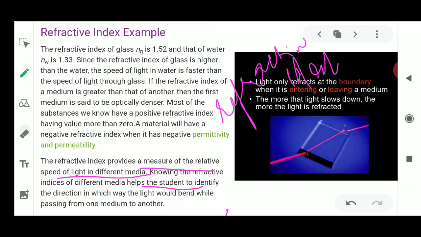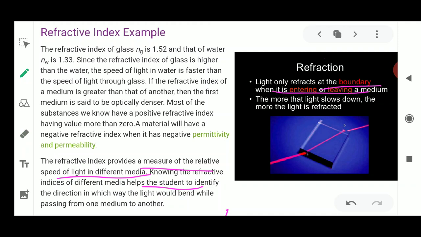Now why this is happening, I'll discuss it. Here it is saying that light only refracts at the boundary of entry and at the place from where it is leaving, means it is going to refract here at the boundary and at the place from where it is leaving, when it is ending. So this is about the refraction and where it takes place. It takes place at the intersection of the point where the two mediums interact.